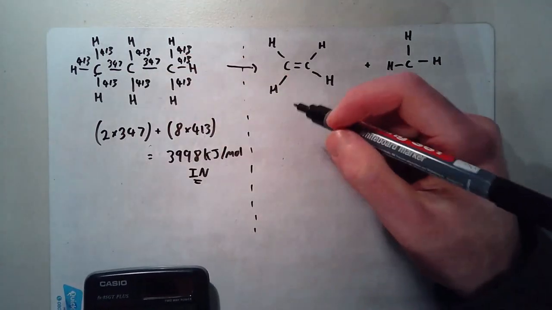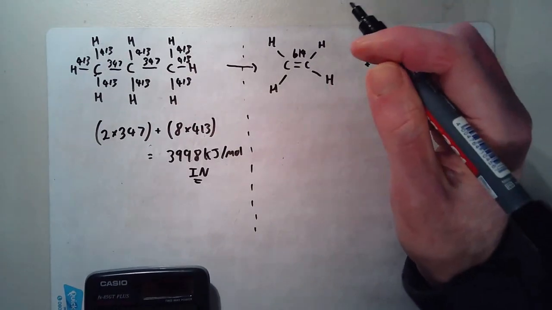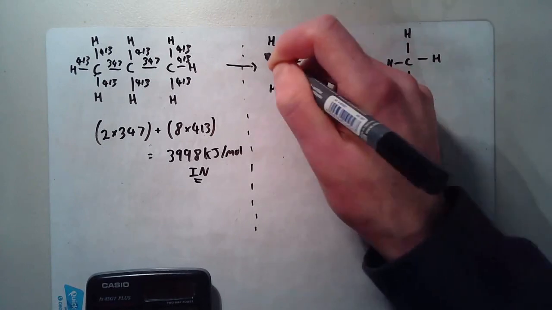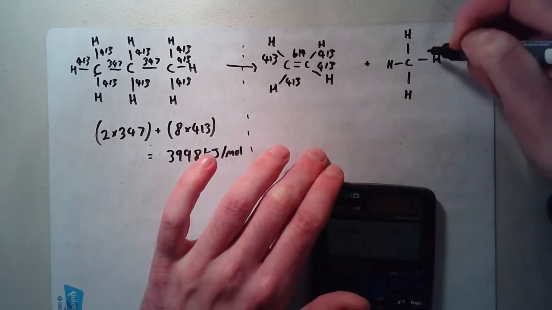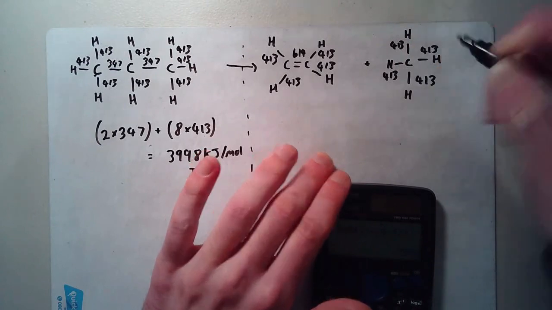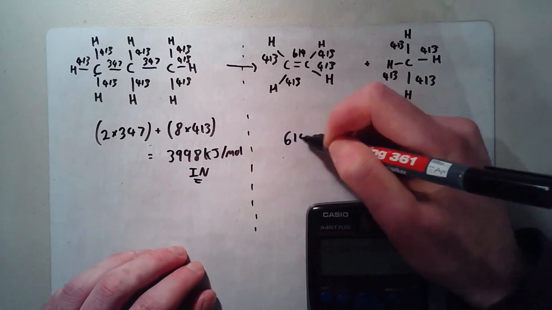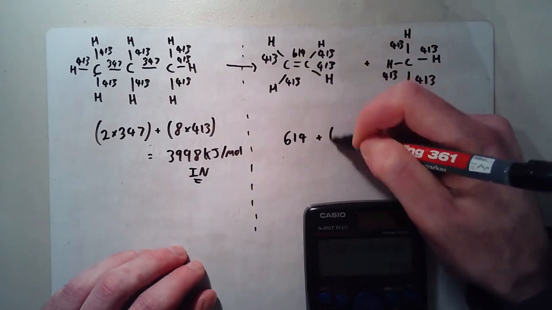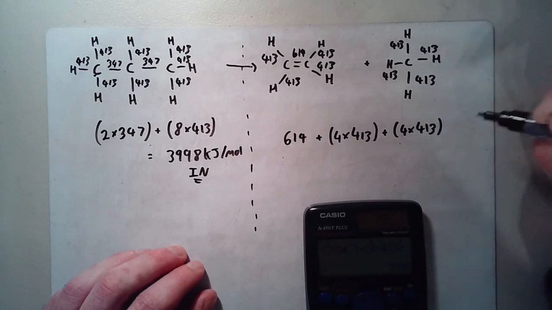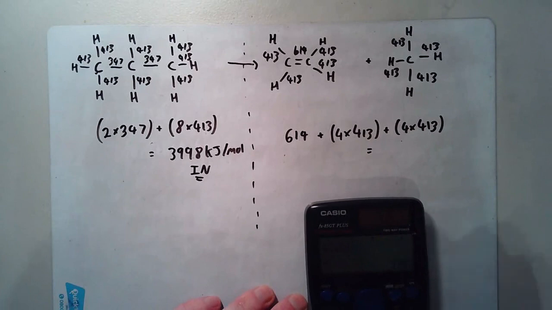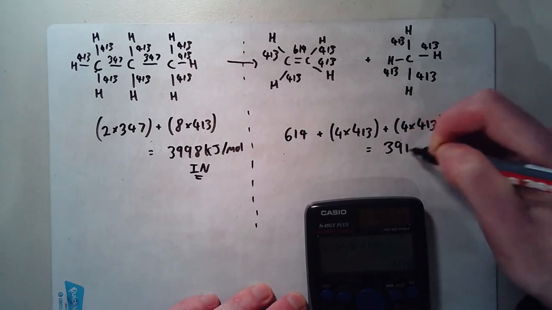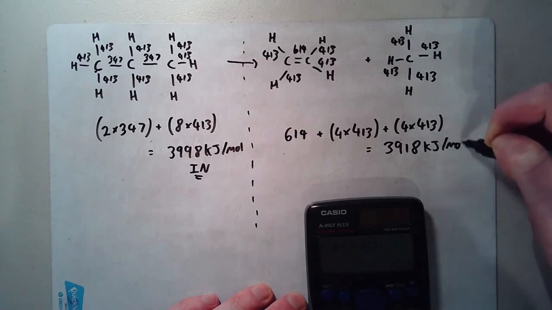On this side, it looks a bit different. And I've got a 614 over there. And then I've got more of these carbon hydrogens, 413, 413, 413, 413. And here, I've got just carbon hydrogens, 413, 413, 413, and 413. So over here, I've got 614 plus 4 lots of 413 plus another 4 lots of 413. When I sum all that up using my calculator, that gives me 3918 kilojoules per mole out.